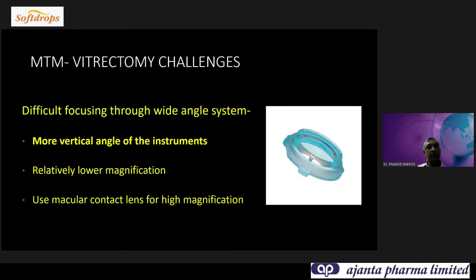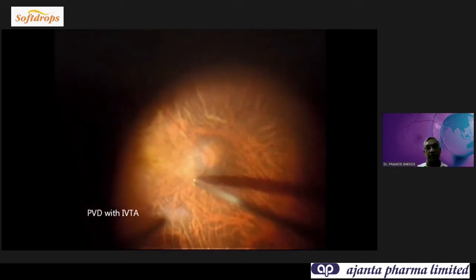Also, there is difficulty focusing through the wide-angle system, where a more vertical angle of the instrument is needed, so you keep on bumping against the instrument. There is also relatively lower magnification with your wide-angle system. So probably a contact lens system is better, which gives a much higher magnification, and then you don't keep on bumping against the trocar. And this is one of the patients.